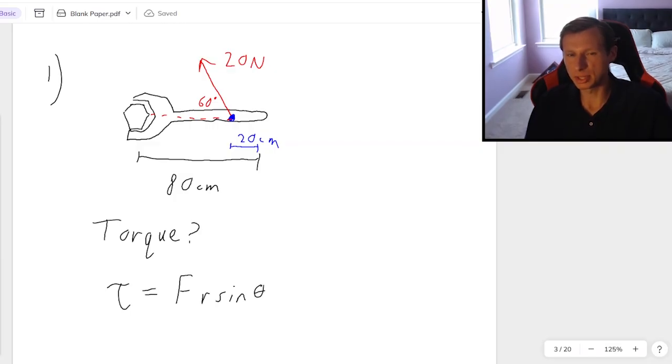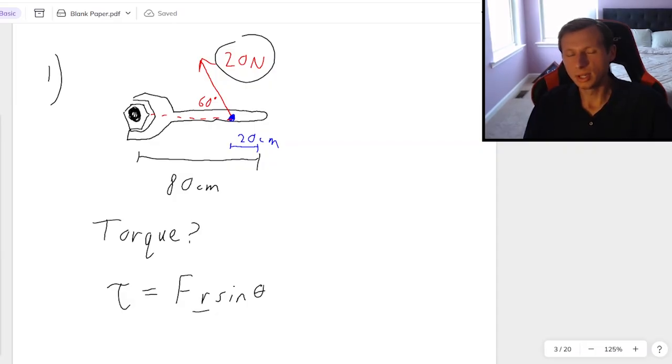Again, I don't really care about the sine theta quite just yet. The force is obviously 20. It's the only force I have. The radius or distance, remember this is the distance between my pivot point and the force. Where is the pivot point? In other words, where is this thing rotating? Right here at the nut.